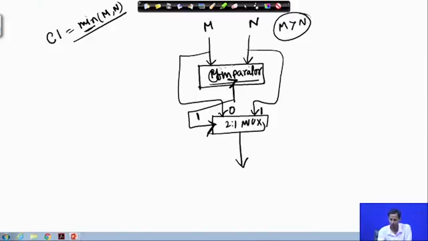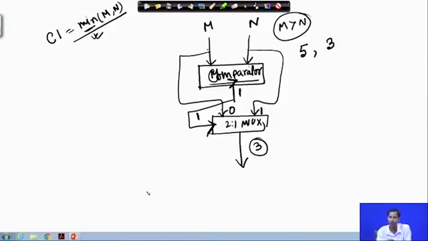Now let us consider this particular circuit. Suppose m value is 5 and n value is 3. If 5 and 3 are compared, 5 is obviously greater than 3, so this will come to 1. Here I am having 5 and this is 3, so this multiplexer will choose 3. So, I have got the minimum of m and n.